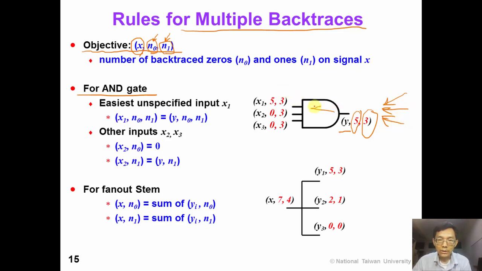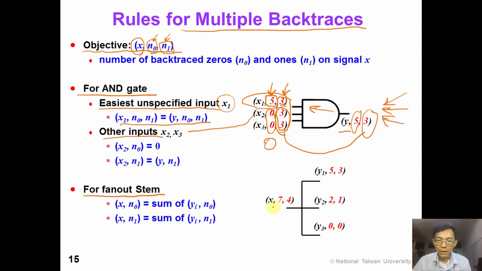So how can we backtrace this AND gate? First of all, for an easy unspecified input, let's say x1, the values of N0 and N1 are identical to that of the output. For the other inputs, let's say x2 and x3, their N0 values are 0 and their N1 values are 3. It's the same as the N1 of the output. This is because 0 is a controlling value, so we need only one 0 at the input. However, 1 is a non-controlling value, so we need all 3 ones at the input.